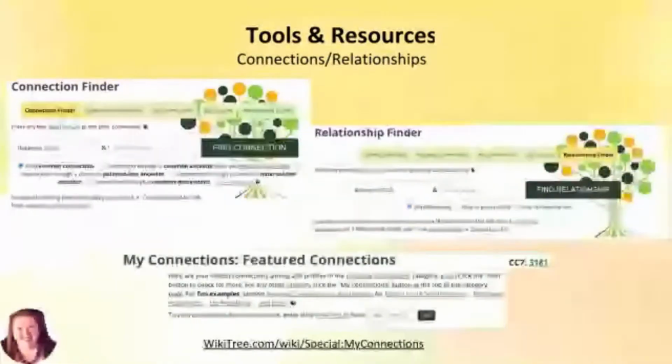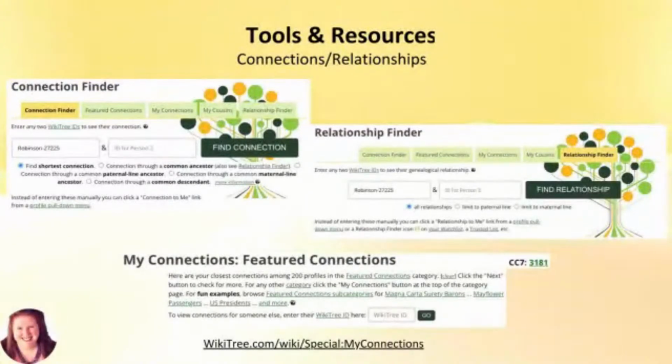This is one of my favorite tools at WikiTree, the connections and relationship finders. Since it's one tree, meaning one profile for each ancestor on the global tree, once you've connected to that main tree, you can check your relationship or connection to other profiles. So this is a really great tool for research, DNA confirmations, and can be a lot of fun.